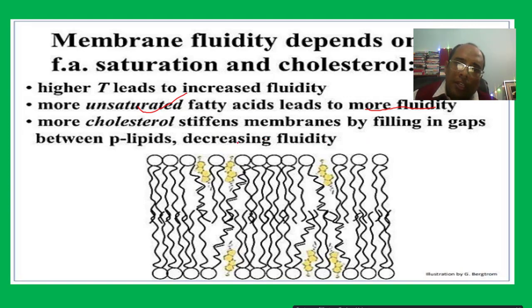So fluidity will be decreased when phospholipids, you can see here. But the role of cholesterol is to maintain the fluidity. It will not allow fluidity to increase more than it is required, nor will it allow the fluidity to decrease more than the requirement.